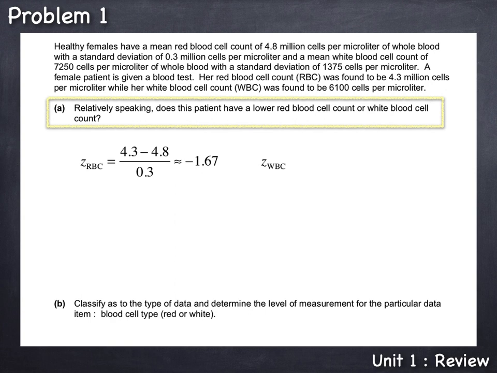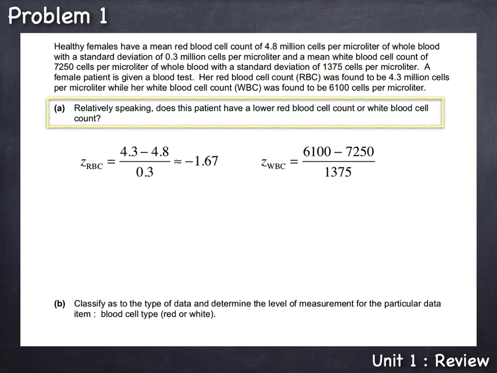Now to calculate the standard score for this patient's white blood cell count, we start by taking her white blood cell count, which is found to be 6,100 cells per microliter. And then we subtract the mean white blood cell count for all female patients, 7,250 cells per microliter. And then we divide by the standard deviation for the population of white blood cells, which is 1,375 cells per microliter.